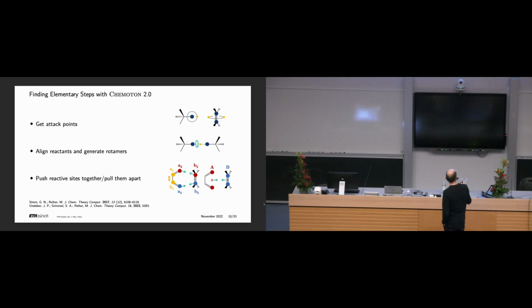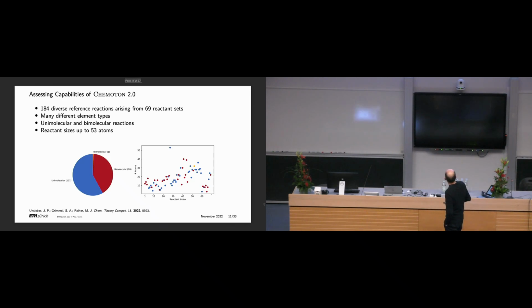And then we have algorithms that make the reaction occur. Right? I will comment on this on one of the next slides. Of course, you would like to know how good this actually works, and so we have assessed the capabilities of the software by looking at 184 diverse reference reactions, really a diverse set, designed such that our methodology is really challenged. You see here, this is kind of an overview of the reactants.